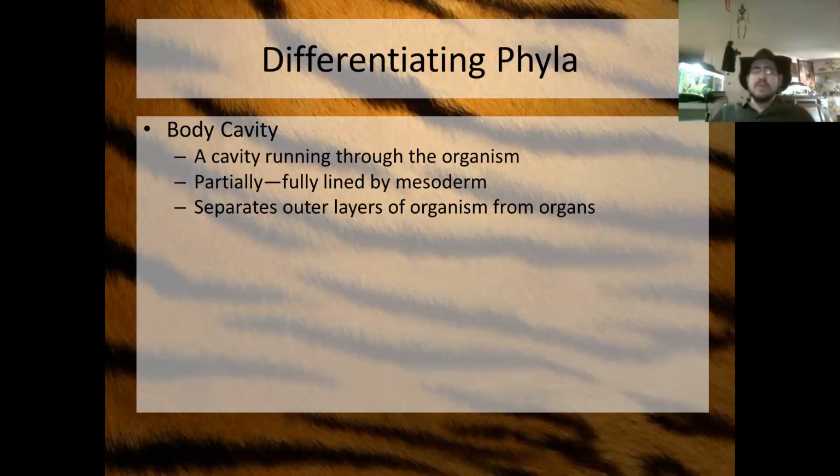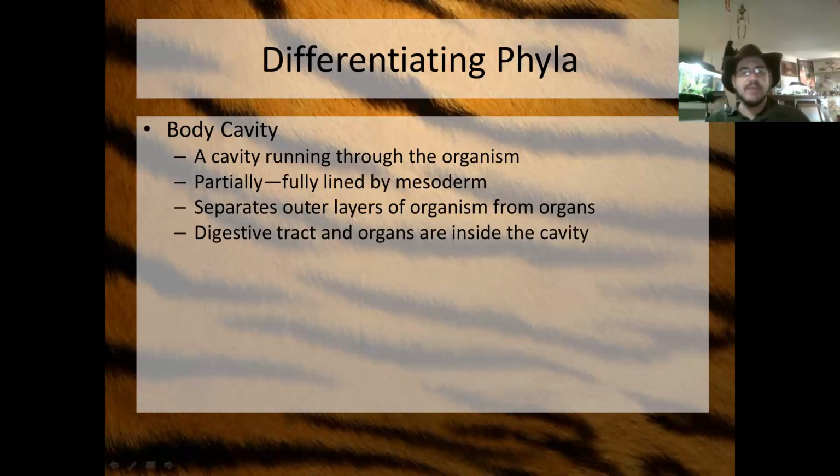So if you think about humans, we have that hollow space in our belly and under our rib cage. That is a body cavity. And that big hollow space in there contains all our organs. So we have our outside, then we have that hollow space, and then we have all the organs in there. So the digestive tract and the organs are inside the body cavity.